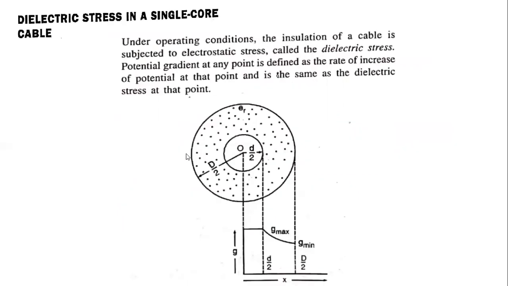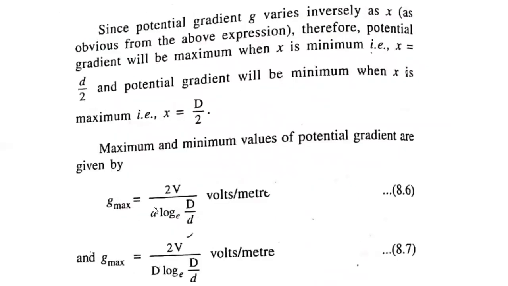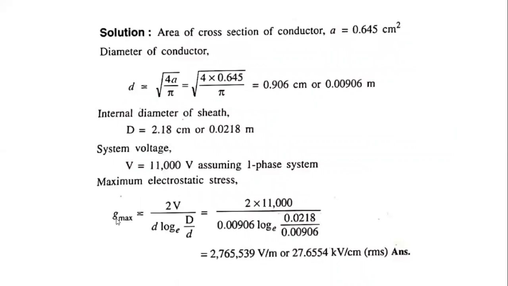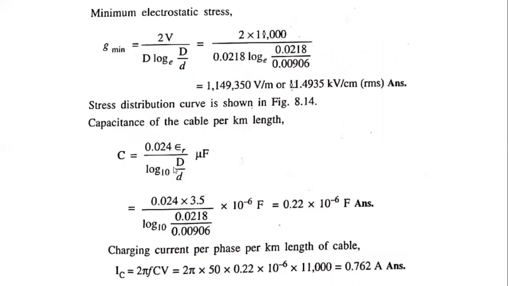Okay, therefore, this is the G maximum formula and this is the G minimum formula, and this is the ratio for maximum to the G minimum value. And this is the capacitance formula and this is the charging current formula. Okay, remember those formulas. By using these formulas, we can easily calculate the dielectric stress and electrostatic stress in the single core cable or the single core conductor.